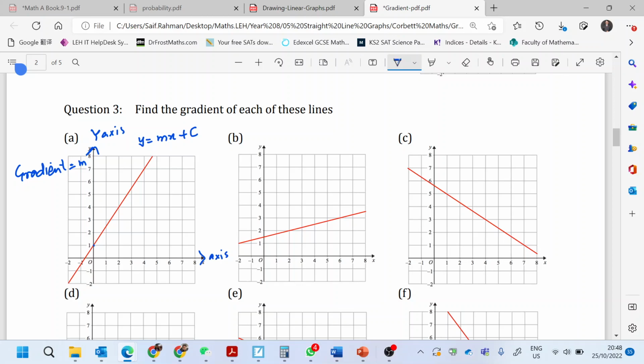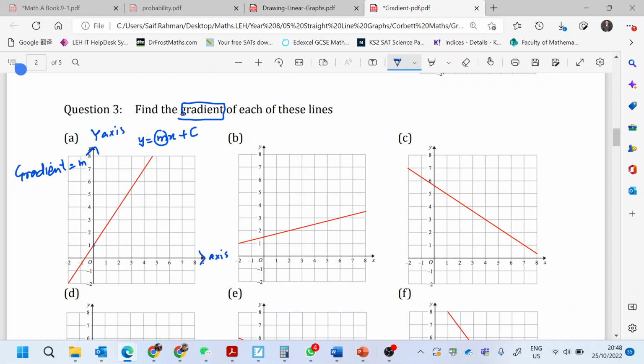So in this question, it says to find the gradient of these lines. So we need to find only this m. We are not concerned about c or any other y-intercept. We are only concerned about the gradient m. So how do we find m?